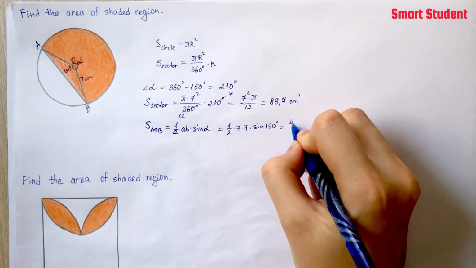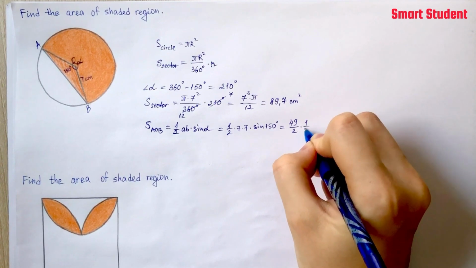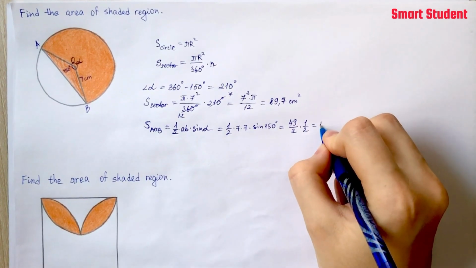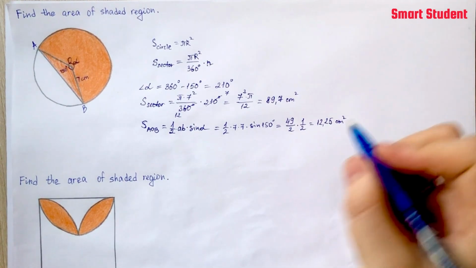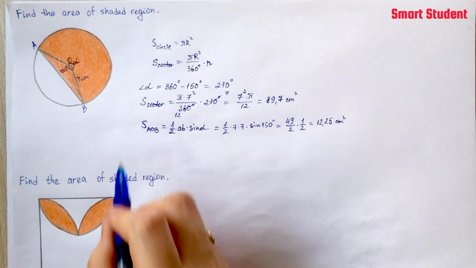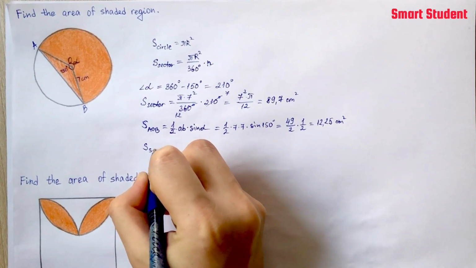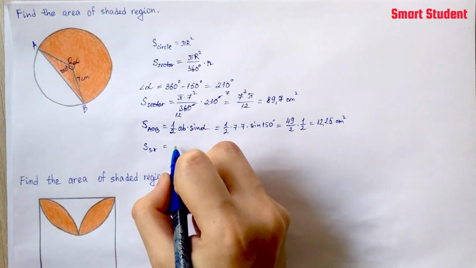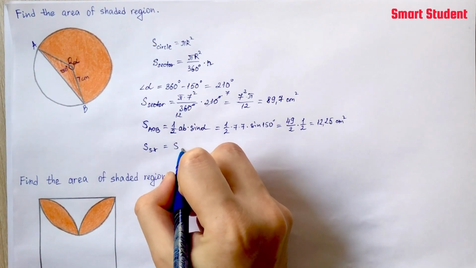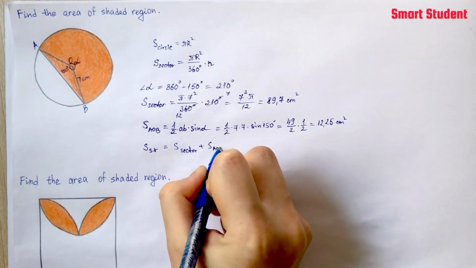This is 49 divided by 2 times 1 over 2. That is gonna be 12.25 centimeters square. Now we will just add these two to find the area of the shaded region. Shaded region, okay? This stands for shaded region. That is adding area of the sector to area of AOB triangle.